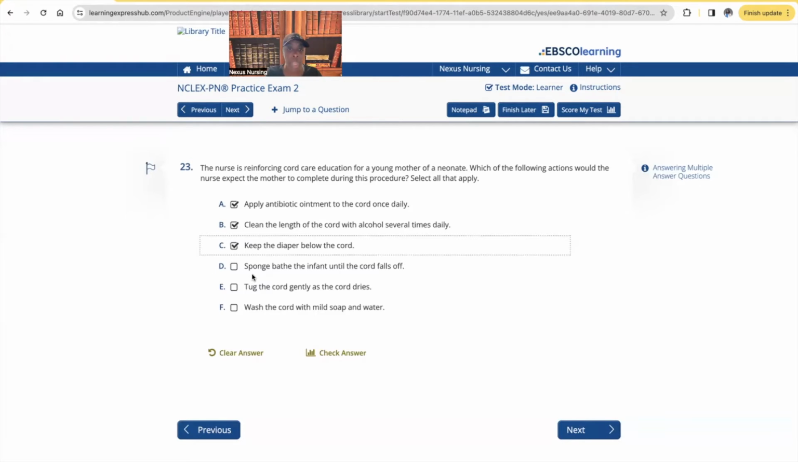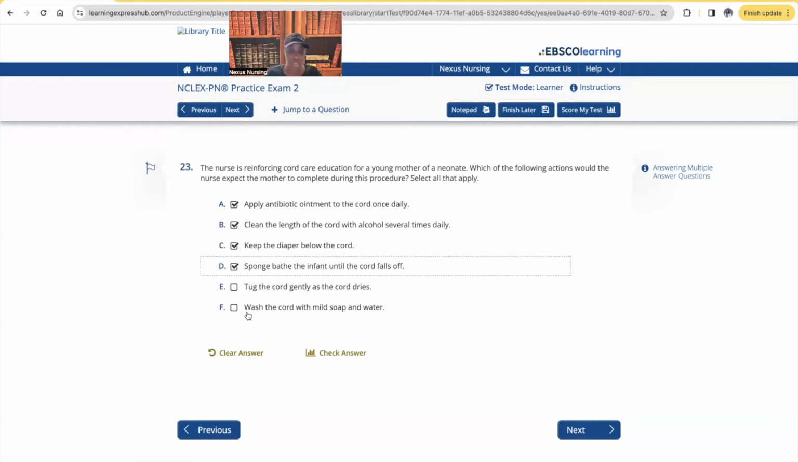Let's keep going. Sponge bathe the infant until the cord falls off. Absolutely. We don't want to get it wet, so we're not going to bathe them. That's why they're going to get a sponge bath. Tug the cord gently as the cord dries. Absolutely not. You don't tug it at all.